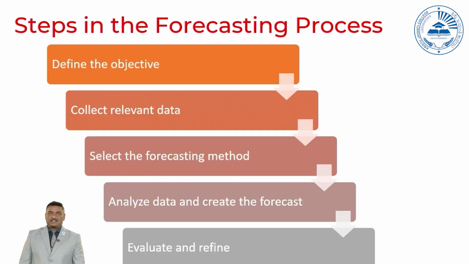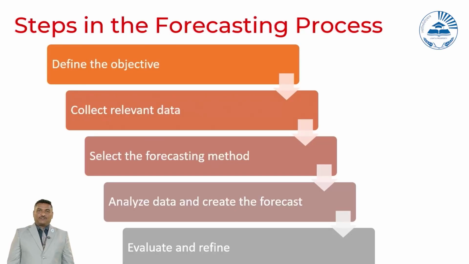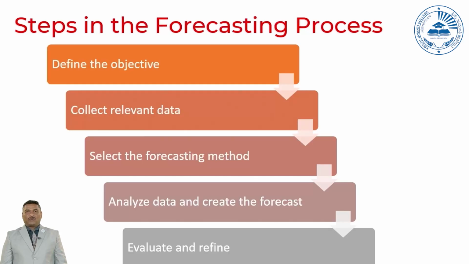The forecasting process consists of 5 steps: define the objective, collect the relevant data, select the forecasting method, analyze data and create the forecast, and at last evaluate and refine. These are the steps involved in the forecasting process.